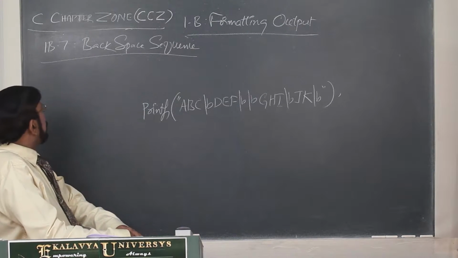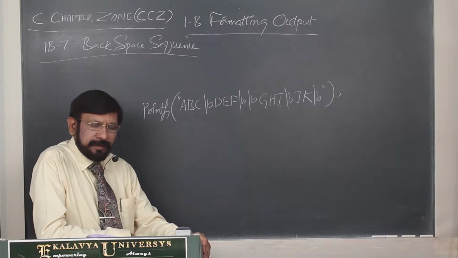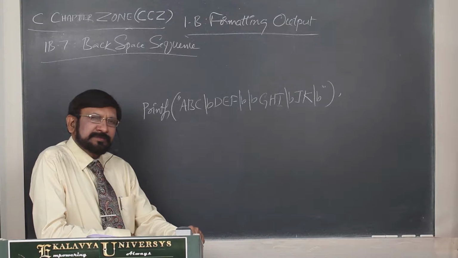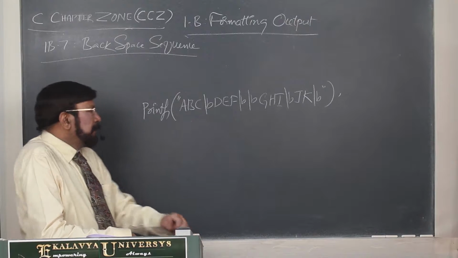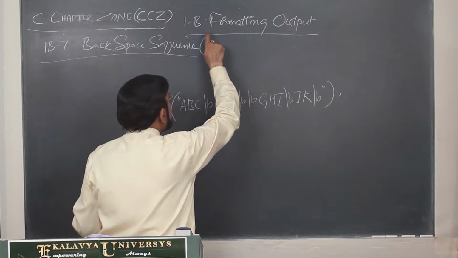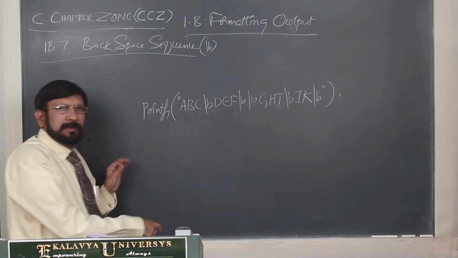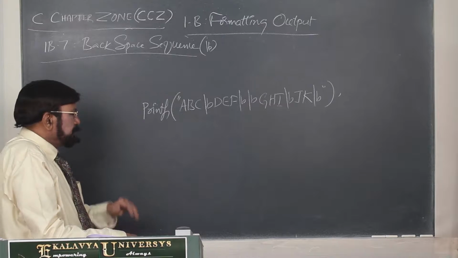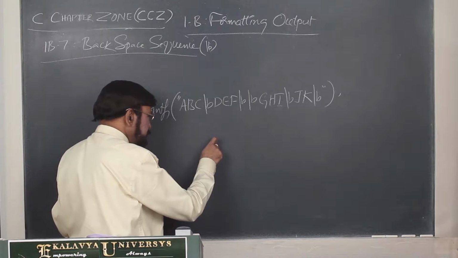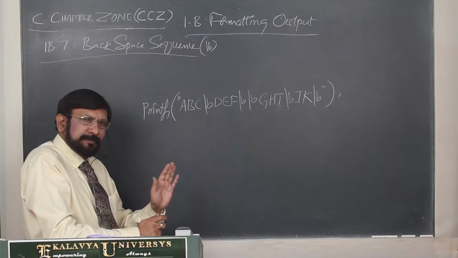Now, concept number 7, the backspace sequence. Backspace sequence is written as backslash and lowercase b, \b. Now, what is its functionality? A backspace sequence should be written in a printf statement within the string.